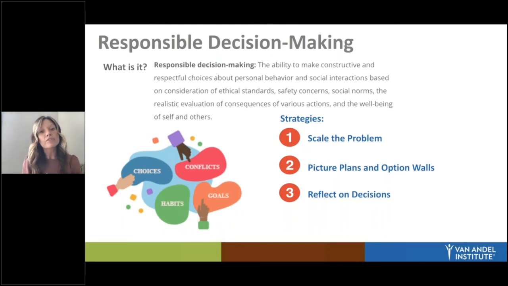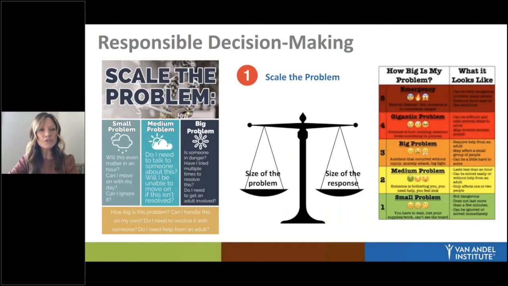So one way to do that is through this strategy we call scale the problem. Another way is through picture plans and option walls. And then another way is just being able to reflect on the decisions that they did make. So, scaling the problem.